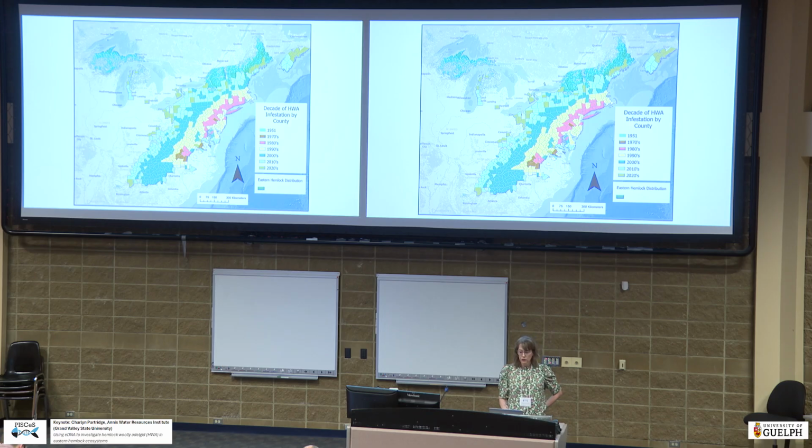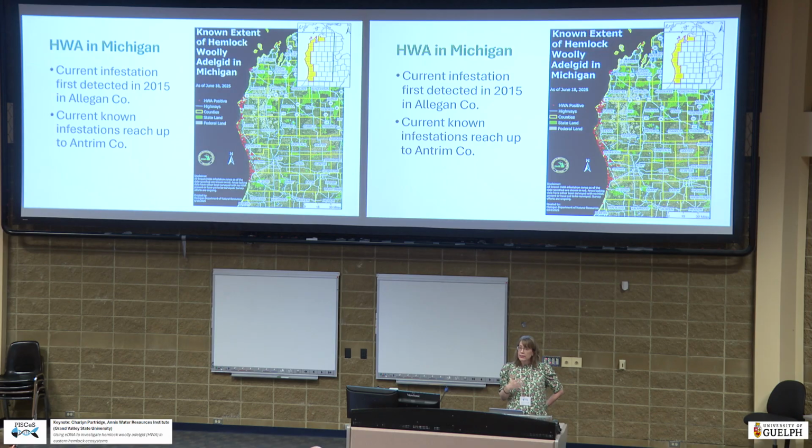So we have populations all the way down in Alabama, up to Nova Scotia, and then populations from Virginia all the way to Michigan. So within that 7 years time span, it has rapidly expanded. And the only areas where we don't find it is at the most northern extreme of the hemlock distribution range. So a lot of our work is in Michigan, because that's where I'm housed. And so we'll talk a little bit about HWA in Michigan.